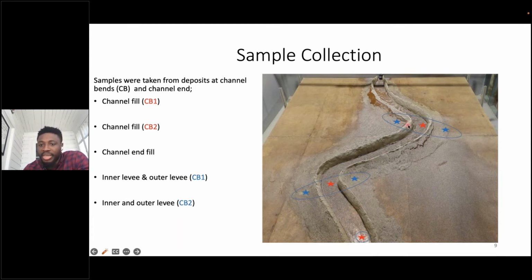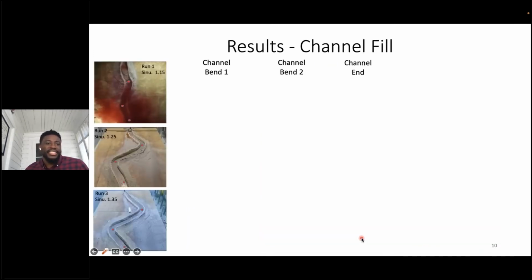So at channel bend 1, we take samples of the channel fill, and we take samples of the inner and outer levee deposits. The same thing is done here. The red indicates the channel fill samples, and the blue indicates areas where samples were taken from the levee areas. And over here at the distal end, we also take samples from the channel end fill. So for our result, what we have here is grain size analysis for a turbidity current with sediment concentration of 3%. We are still processing all of that result, but interestingly, we are already identifying some trends in terms of grain size distribution and sorting as sinuosity increases.